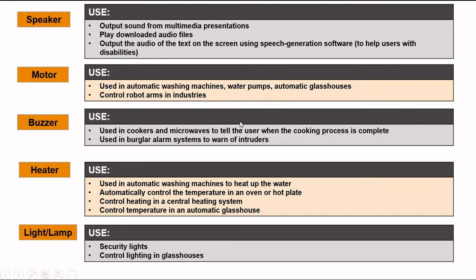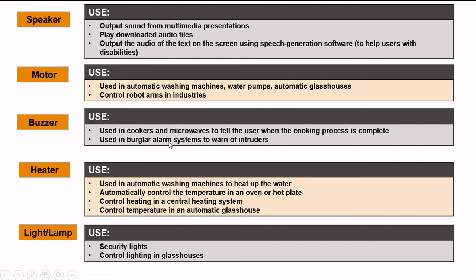So, some of these you can see here. A speaker is an output device that outputs sound from presentations or can play audio files and so on. A motor is an example of another output device. The motor is used in washing machines, any water pumps and so on. The buzzer is an example of another output device. It is used anywhere where you want to output sound.